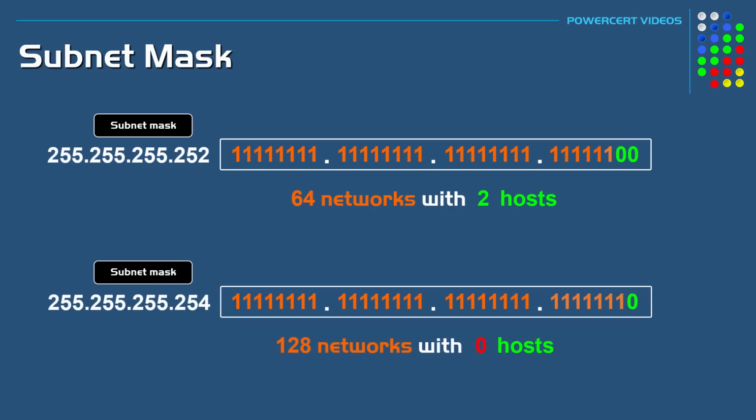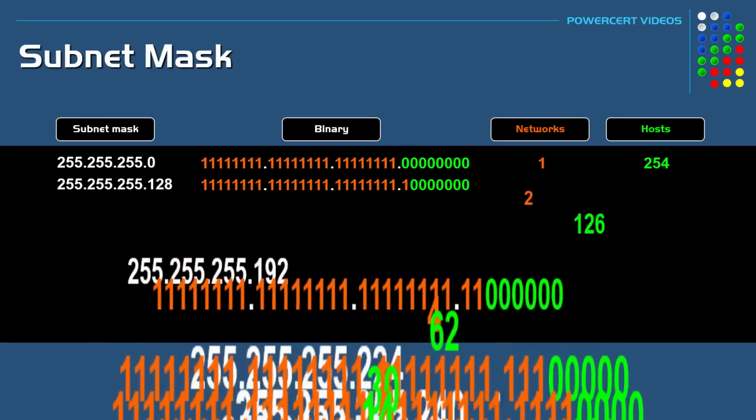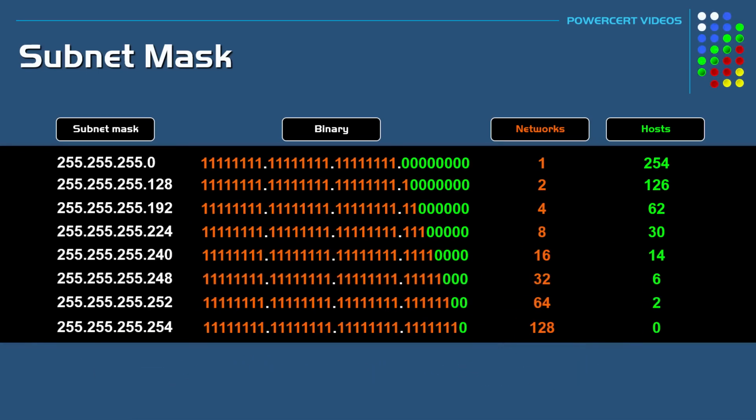with 0 usable hosts. So as you can see, the more bits the network portion borrows from the host portion, the amount of networks that can be created doubles with each bit, but also the amount of hosts per network gets cut in half with each bit.